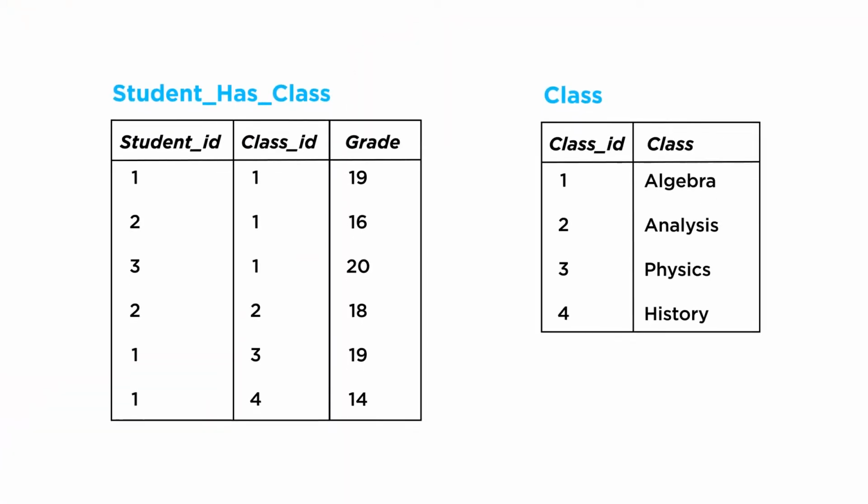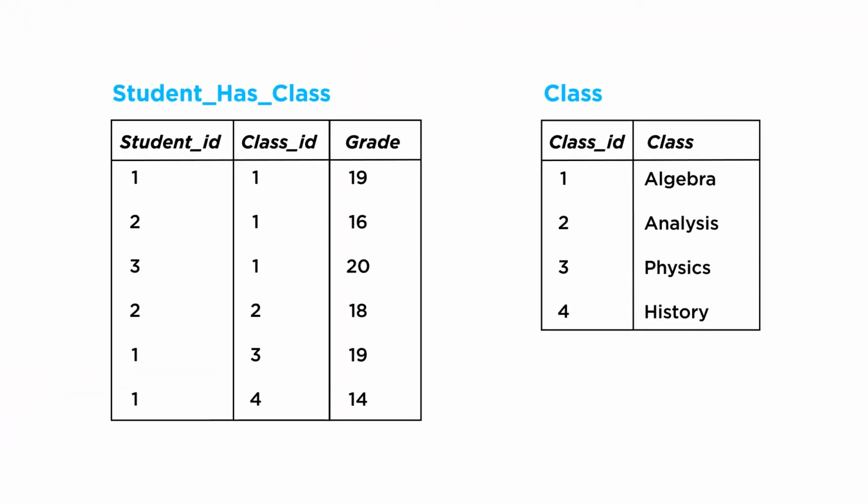Welcome back. Let's examine now how joins work in the database. Let's take a look at this simple example that we have. We have two small tables, one table called student has class with three attributes: student ID, class ID, and the grade of the student in the class. And we have another table that contains the class information. Two columns: class ID for the class and the name of the class in the second column.